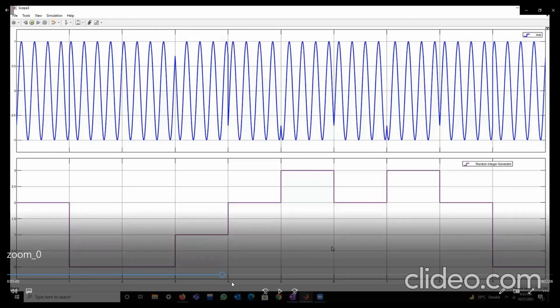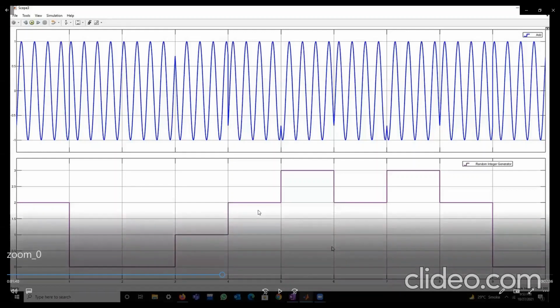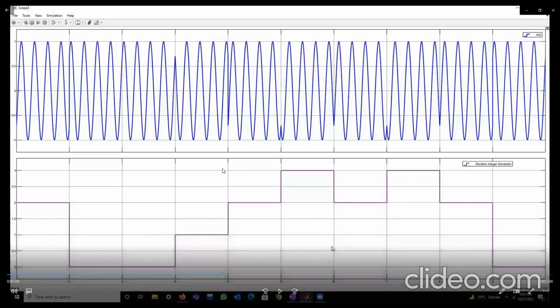So this continues till 0.4 when there is again a level shift from 1 to 2. And thus the waveform is generated: when there is a shift of 90 degrees, there is a reversal in the waveform. When there is a 180 degree shift, then there is a continuous waveform.